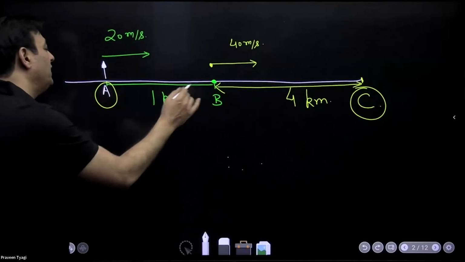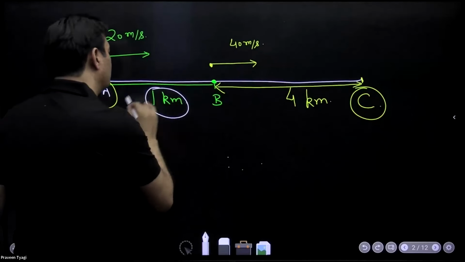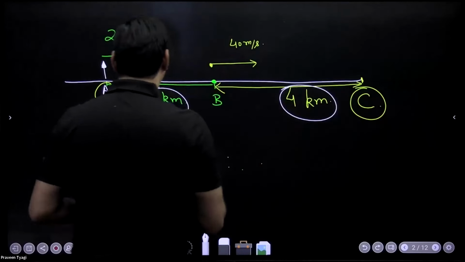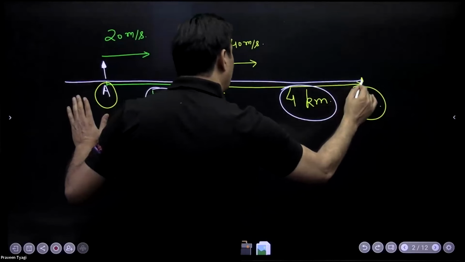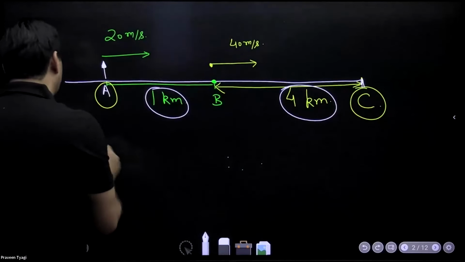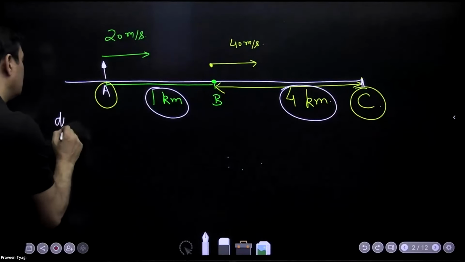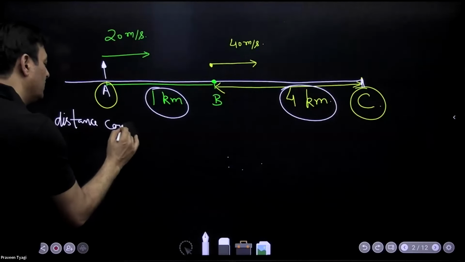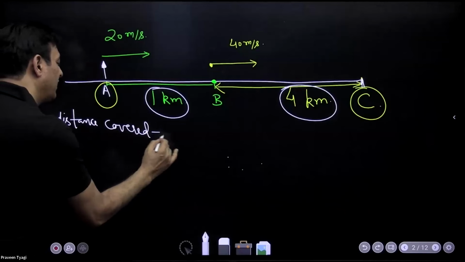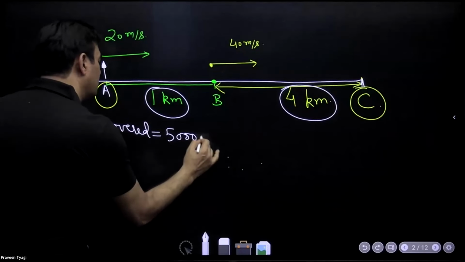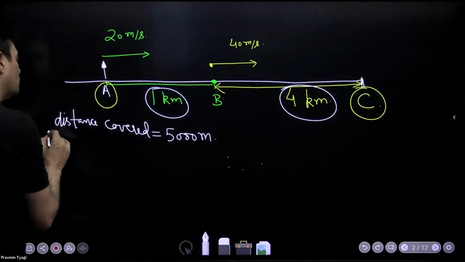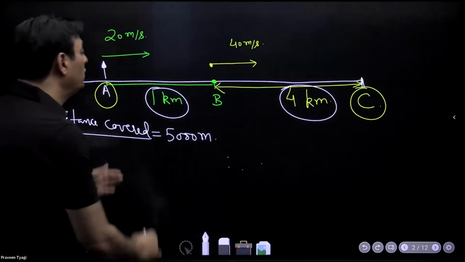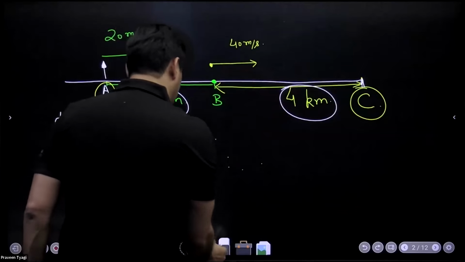So from A to B, I know the distance covered. From B to C, I know the distance covered. From A to C, total, I know the total distance covered is 5 kilometers. So distance covered by the body is 5 kilometers or 5,000 meters. This every one of us knows. Okay, half the job is done. What is the total time taken? How do I find this time?